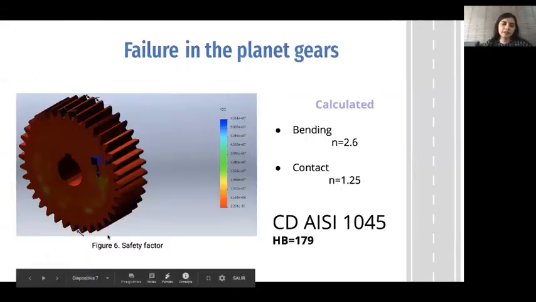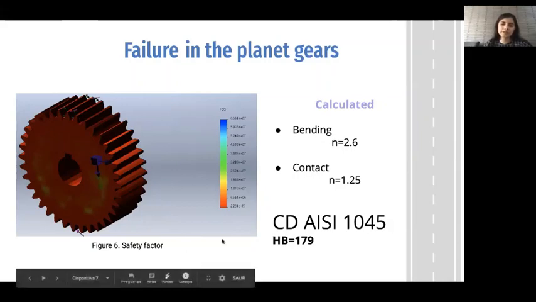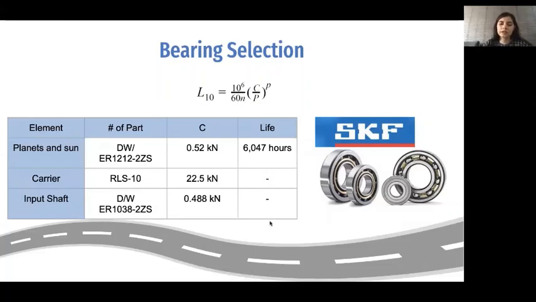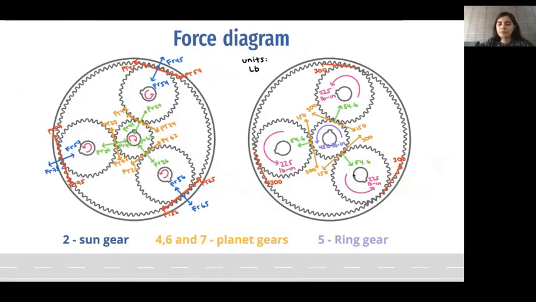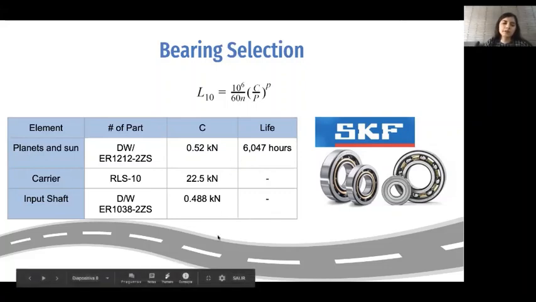Here is the failure analysis of the planet gears with a safety factor of 2.20 from the simulations. It is a little bit different than the one calculated because this contains both bending and contact, and we also used AISI 1045. For choosing the bearings, we used ball bearings from SKF, and we chose one that was able to support this 54.6 load. We translated the pounds to kilonewtons, having a resultant value of 0.24 something. Therefore, we chose one with 0.52 kilonewtons to have a greater life.